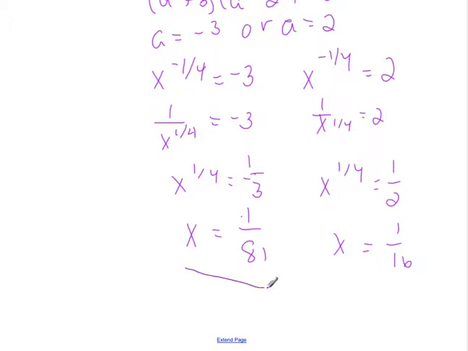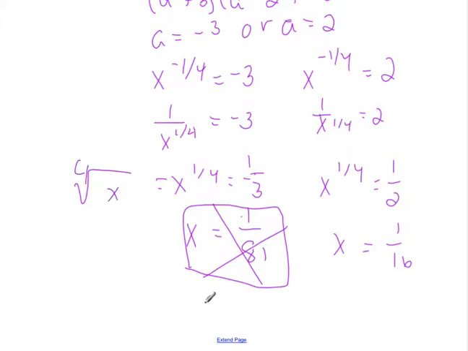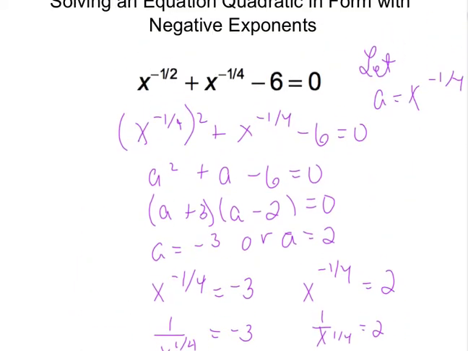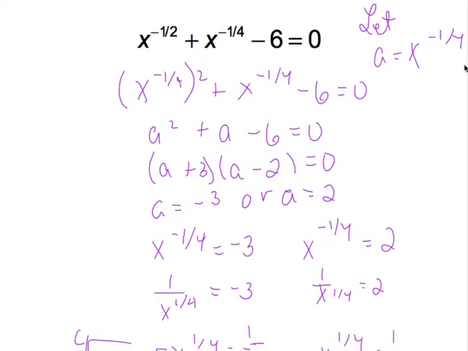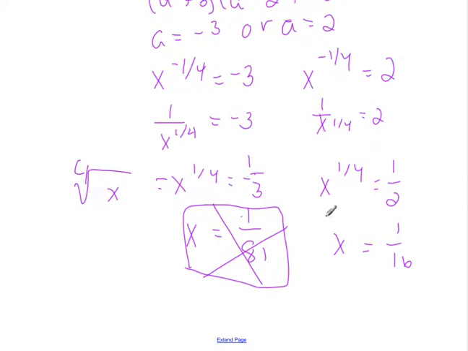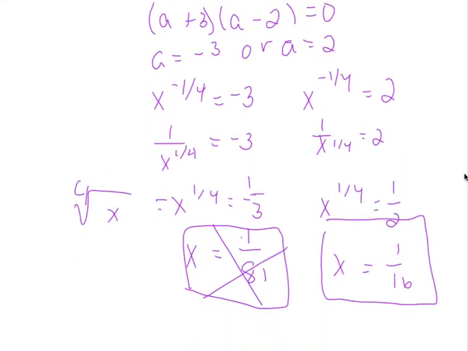Now, this answer right here is going to be extraneous. I already know that because the 4th root, which is what this is, is always going to be positive. I can't have a negative like this. So I know that's going to be extraneous. But if I didn't recognize that, I would have to go back and plug into my original equation and find out that that's the case. The 1/16 will work, and that is my solution right there.